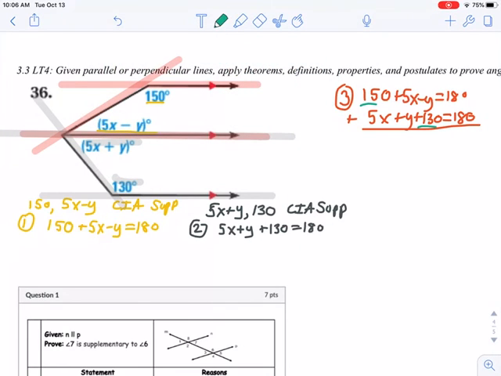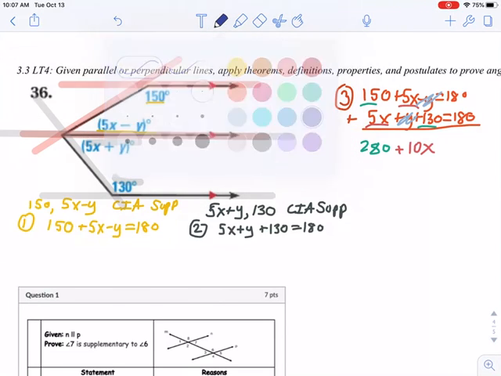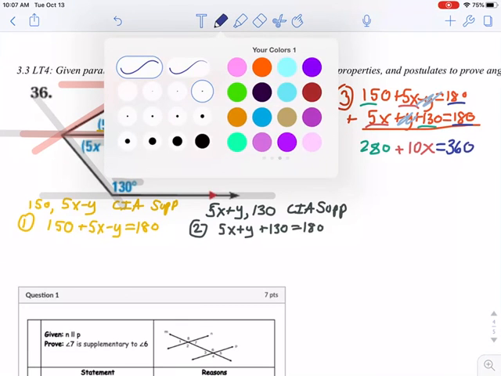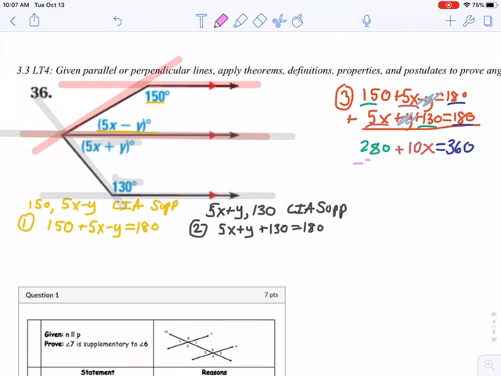150 and 130 give me 280. 5x and 5x give me a plus 10x. Negative y plus y cancel out. And then I'm just left with 180 plus 180, also known as 360. If I can get this equation 3, that's when I become in good shape. Things start to settle down. I know how to do this.